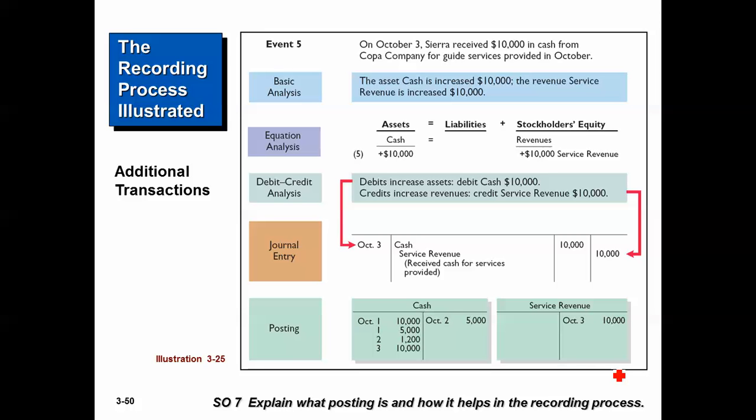You analyze the transaction. We received 10,000 in cash from Copa Company for guide services provided. Our cash goes up 10,000 and our equity, service revenue, goes up 10,000. My journal entry, debit cash, credit revenue. You remember, you always credit revenue. Receive cash for services. Post that to my ledger now. I go to the cash account and I put in a debit of 10,000. And it says now go to your revenue account and put in a credit of 10,000. And that completes the journalizing and posting of that transaction.